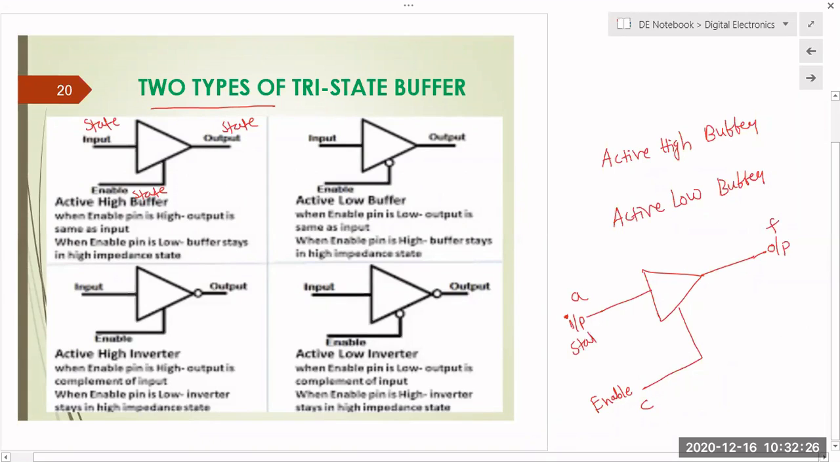So we have input state, and we have output state, and we have one more state called enable state. If these three different types of states are there, then that is your tri-state buffer. Okay, because it has three states. So there are two types of tri-state buffers, that is active high buffer and active low buffer. So in case of this active high, whenever this enable pin is high, the output is same as input. Okay, so whenever this enable pin is high, then the output is same as input. When the enable pin is low, then the buffer stays in the high impedance state. Okay, so I think 1 minute I will share.